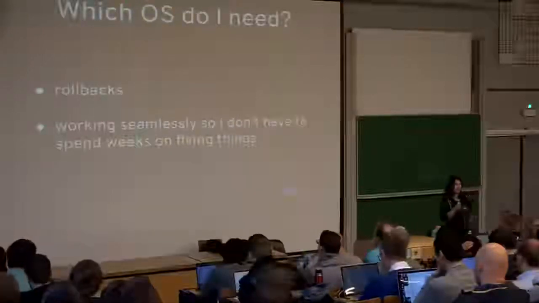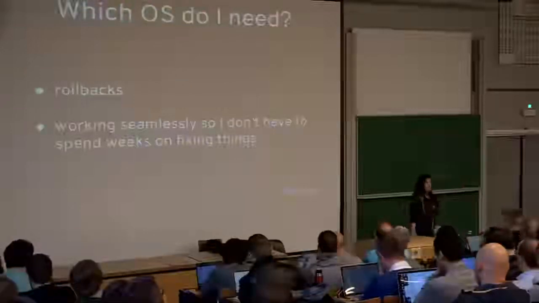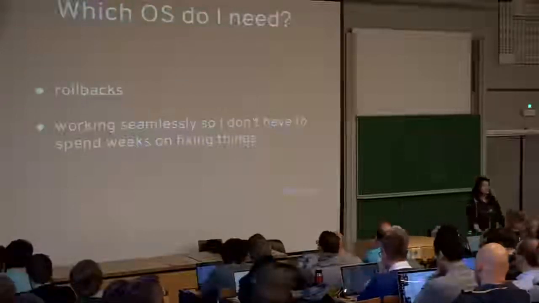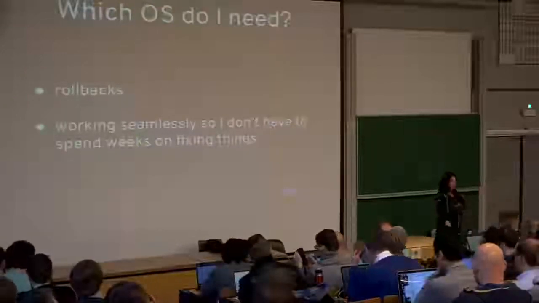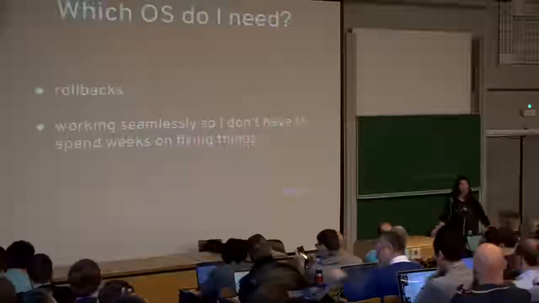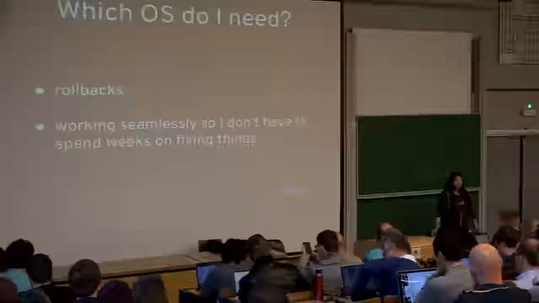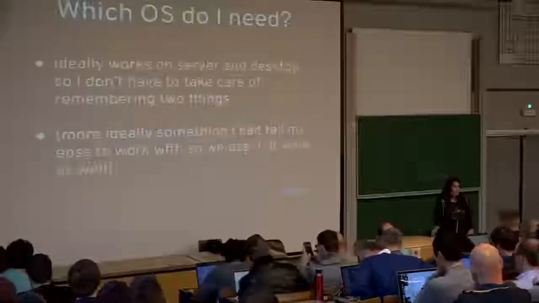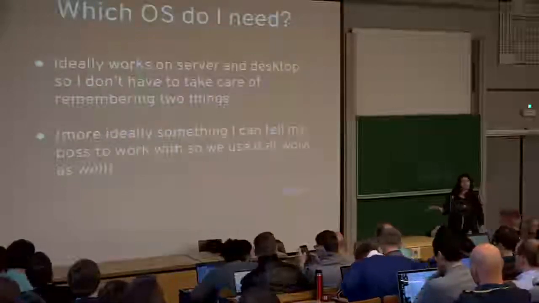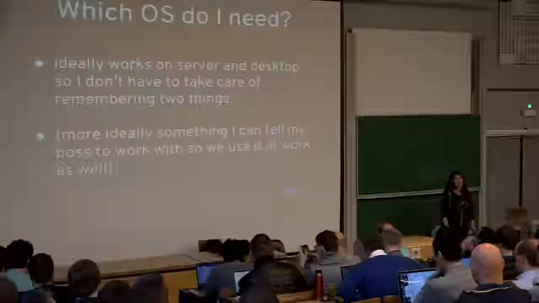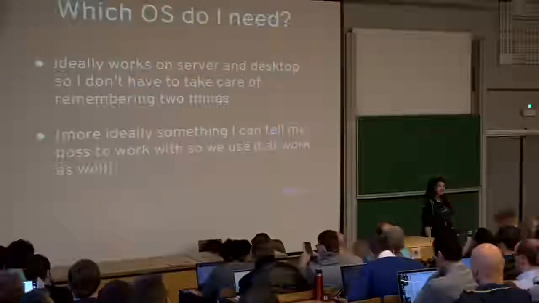So basically, if you want a clean desktop OS, you know you have to use containers because then it's contained. What else do you need from an operating system that you want to be clean, but you want to be able to set up stuff, and if it fails, you don't want to deal with everything. You don't have the time to fix it for a week. So you want rollbacks, which is really important, and you want it to work seamlessly so you don't have to spend a week on fixing things. Ideally, it works on the server and the desktop, so you don't have to take care of remembering two things. So I ended up using Gentoo on my server for a very long time, which is not recommended. It breaks often, and when it breaks, yeah, you have to spend a lot of time on it.